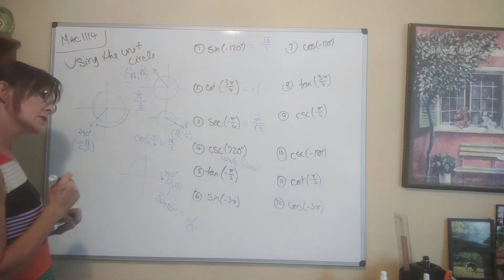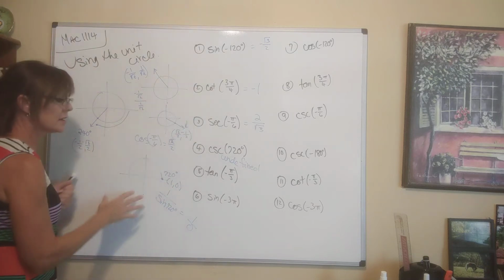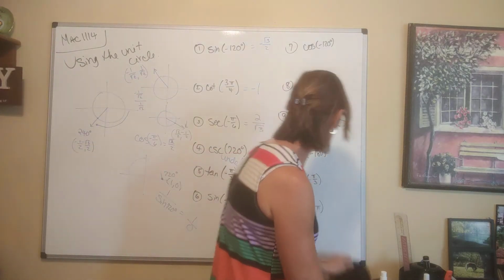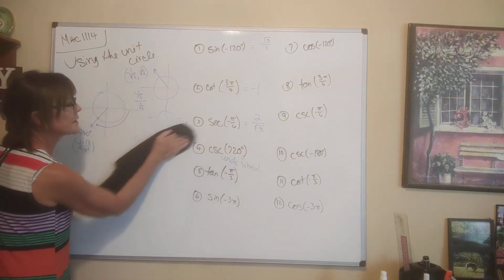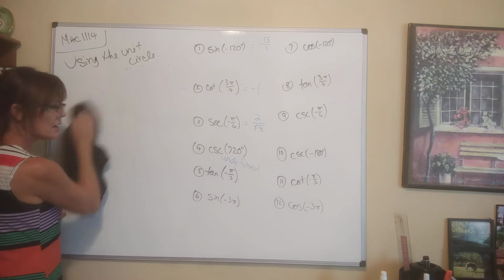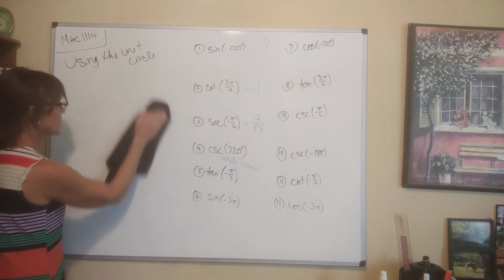All right, the tangent of negative pi over 3. So, this is just me thinking right here. I'm going to erase my thinking, and I'm going to have more room to think for number 5 and the rest of them. So, for number 5, the tangent of negative pi over 3. Let's figure that one out.